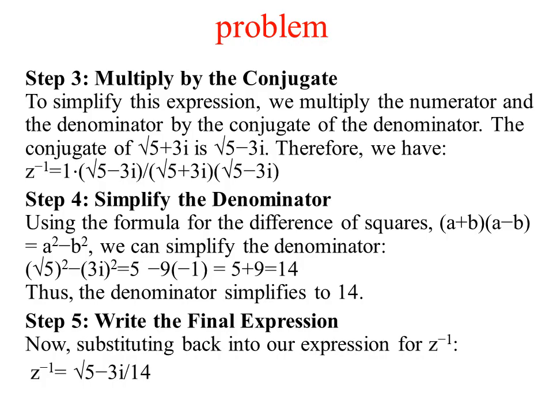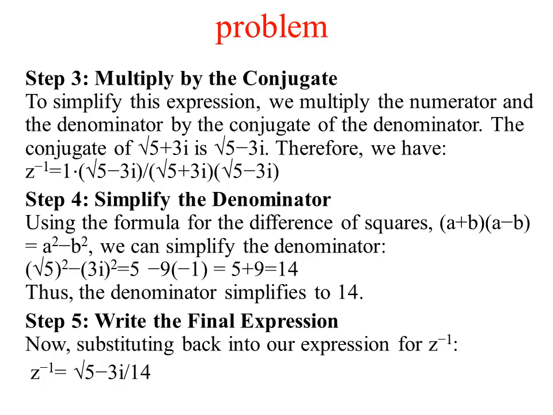After this, we use the formula for the difference of squares, that is a plus b into a minus b is equal to a square minus b square. We can simplify the denominator as root 5 whole square minus 3i whole square, that is equal to 5 minus 9 into minus 1, that is equal to 5 plus 9, that is equal to 14. Thus the denominator simplifies to 14.